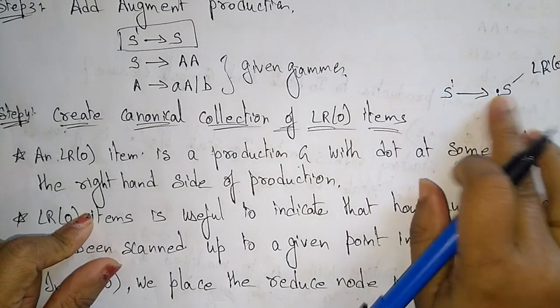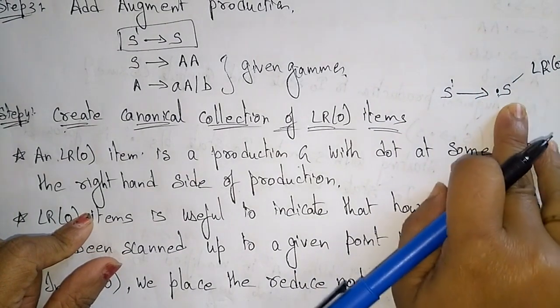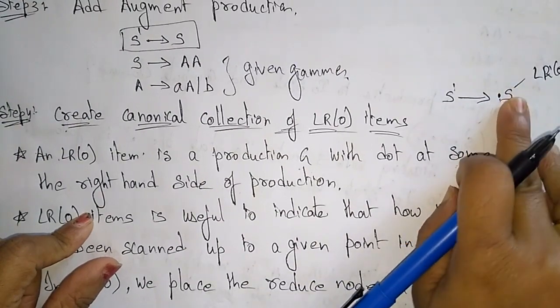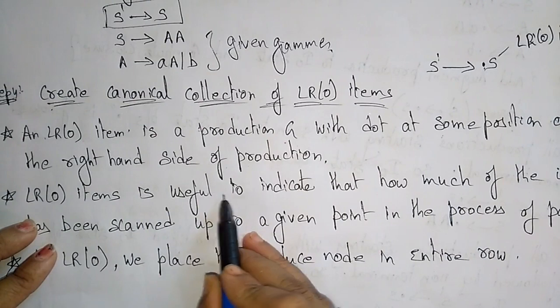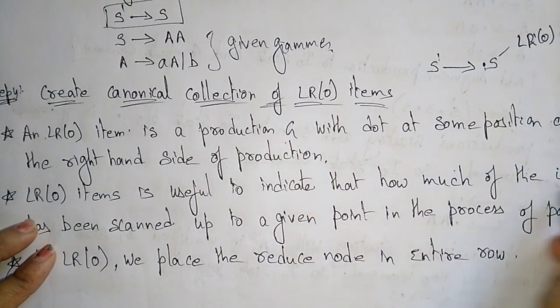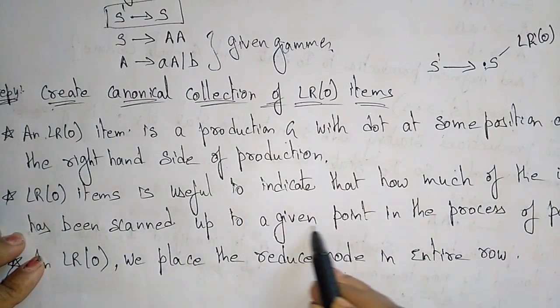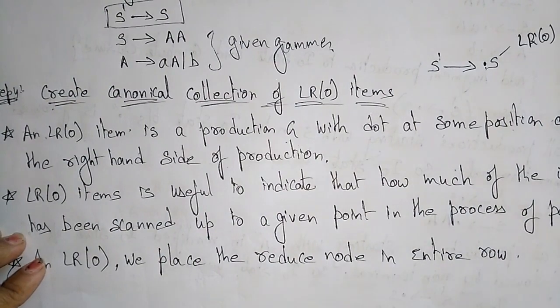If a dot is there, after the dot, the right-hand side should be a non-terminal. And see the second point. LR0 items are useful to indicate how much of the input has been scanned up to a given point in the process of parsing.